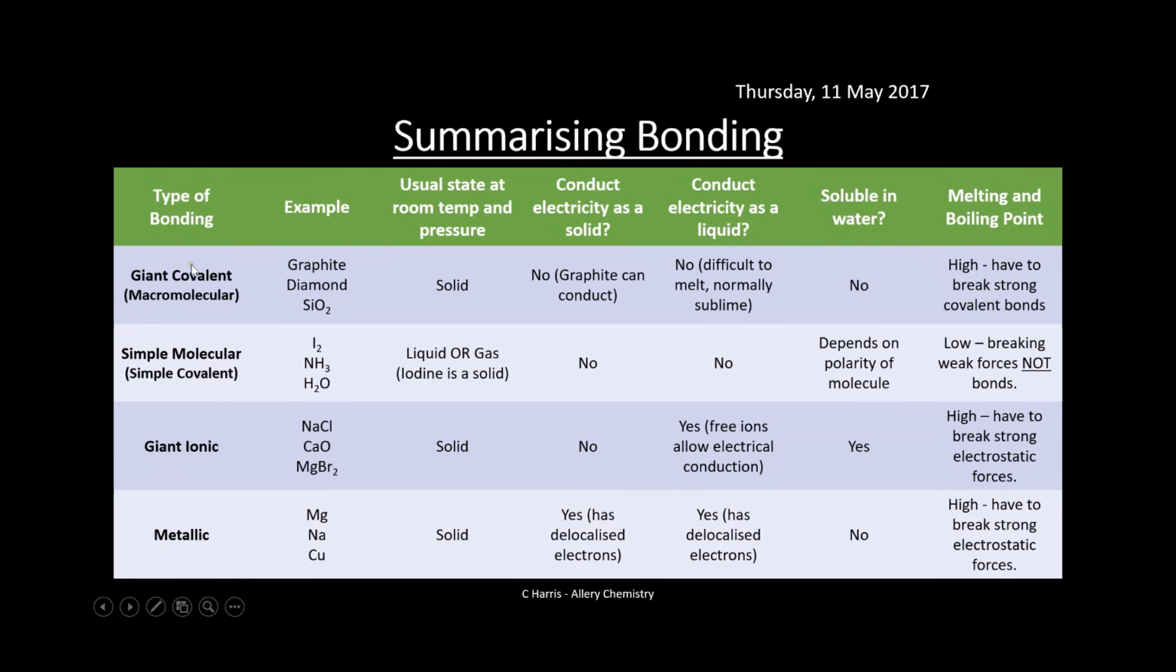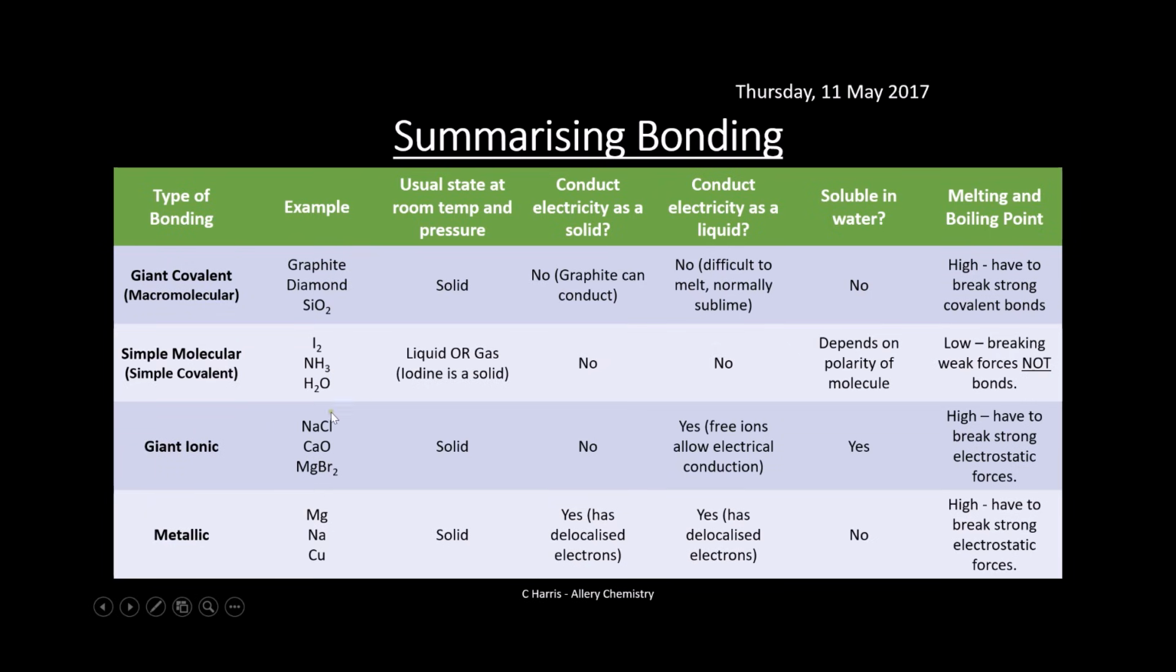Simple molecular, similar to simple covalent. They're basically a covalent bond, but these are just little molecules: iodine, ammonia, water, liquid or gas at room temperature. They don't conduct electricity when solid, and don't conduct when they're a liquid. Soluble in water depends on the polarity. If the molecule's polar, it will dissolve in water. If it isn't, it won't. Melting point is low because we're only breaking weak forces. We're not breaking bonds, remember.